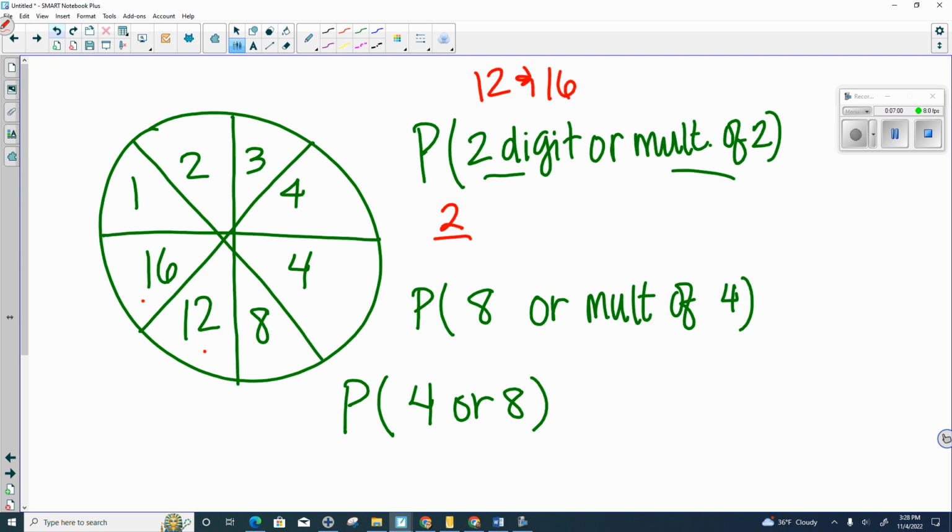Out of 8. Or it's a multiple of 2. So let's see which ones are multiples of 2. 2, 4, 4, 8, 12. Oh, there's a lot. 16.